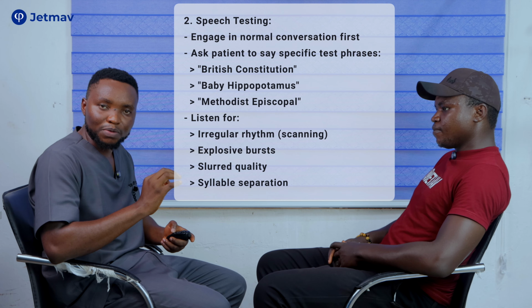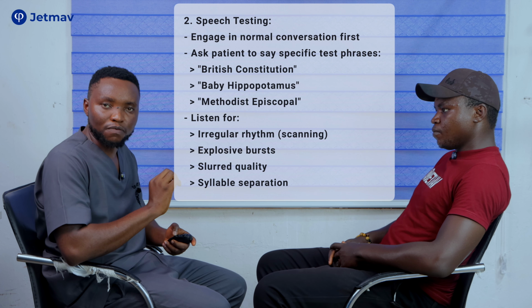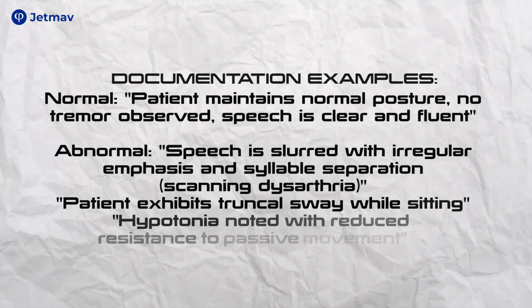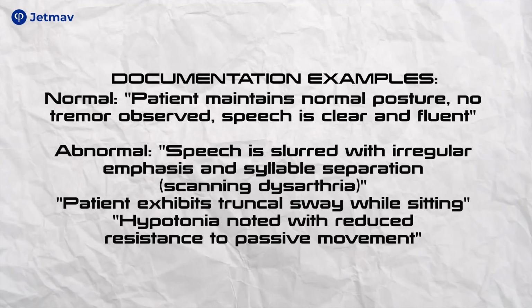We're also listening for maybe slurred speech during the pronunciation of these things. So we note that the speech of our patient is actually clear and fluent. Now during the observation, the patient posture is normal and no tremor was observed. Now during the speech test, the speech is clear and fluent. That's how you report it.